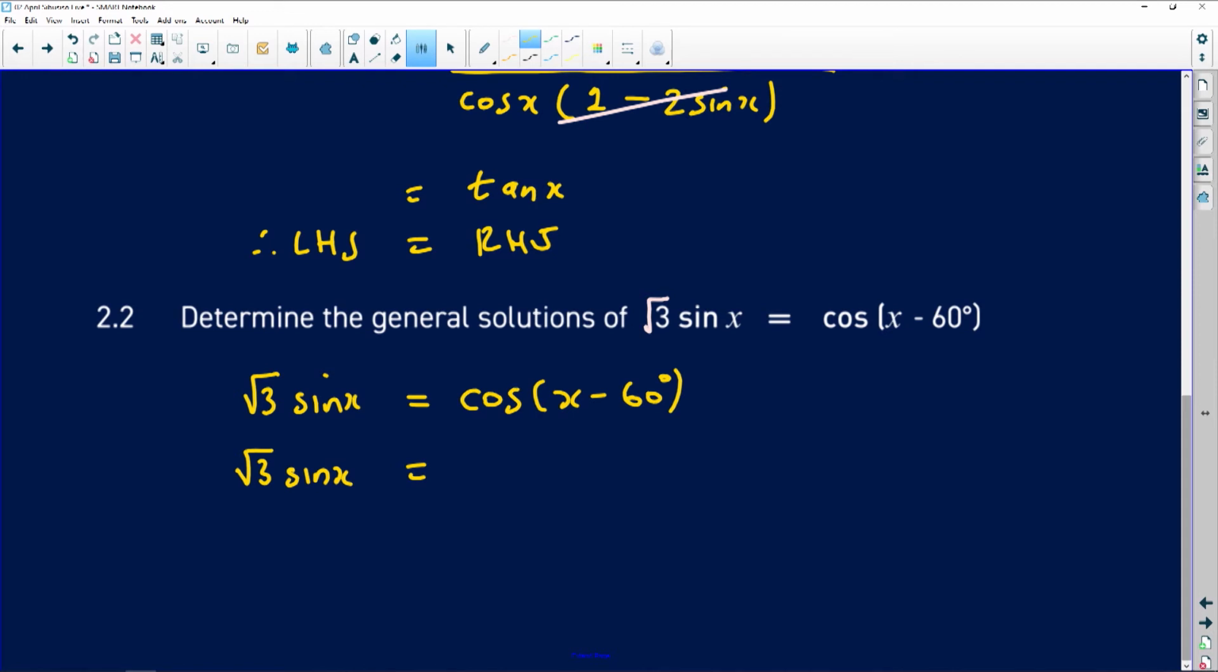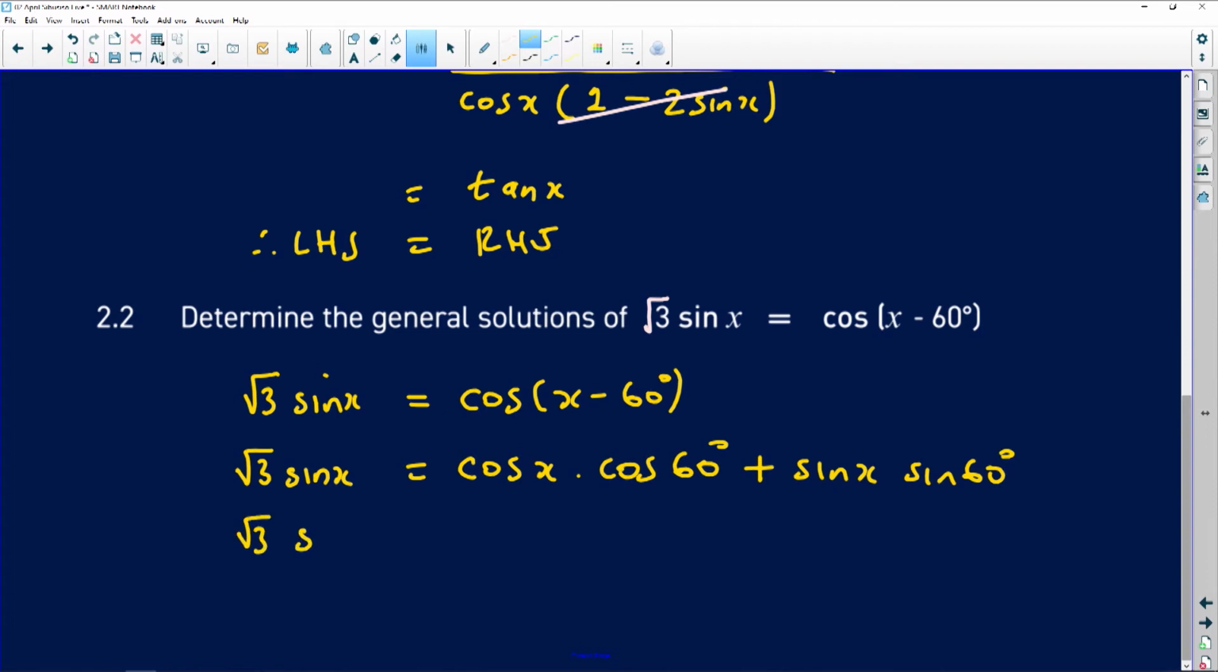Remember, cos is always cos. So it's going to be cos of x multiplied by the cos of 60 degrees. If it's a minus, your sign changes to a plus. And then I'm going to have the sine of x multiplied by the sine of 60 degrees. Now, those are doable because that's a special angle there.